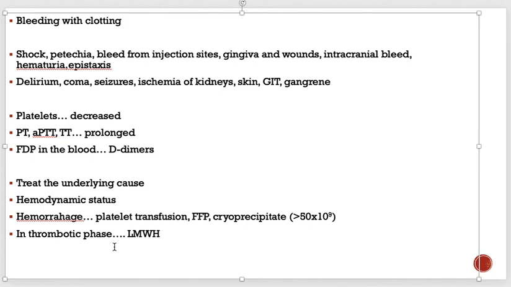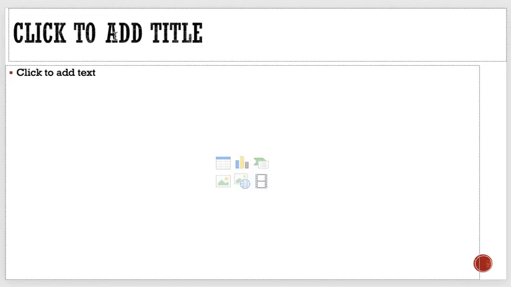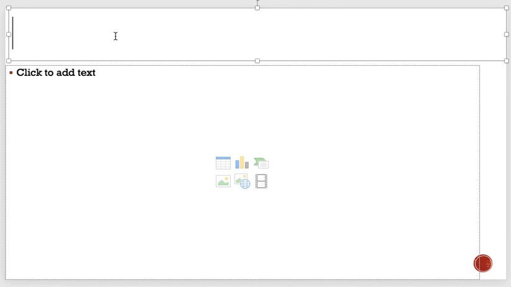I taught you this D-dimer thing in pulmonary embolism. Whenever pulmonary embolism is suspected, we do D-dimers. If D-dimers are raised, it's a very good indication that there is some fibrinolysis going on in the body, which shows there is some clot formation. So think about pulmonary embolism in that case. This is a very important condition. So that's all about the conditions or diseases related to secondary hemostasis.